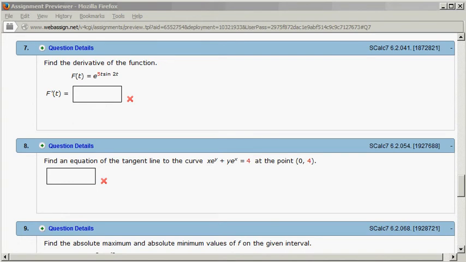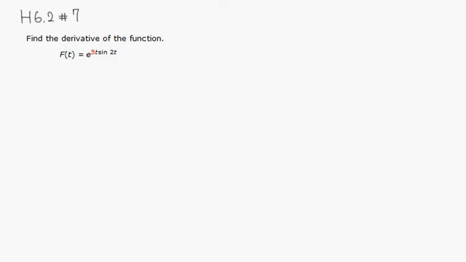Okay, let's look at homework 6.2, problem number 7. We want to find the derivative of this function, capital F of t. Remember that the derivative of e to the x is e to the x, but we plugged in 5t sine of 2t inside it, so we have to use the product rule inside, along with the chain rule there.